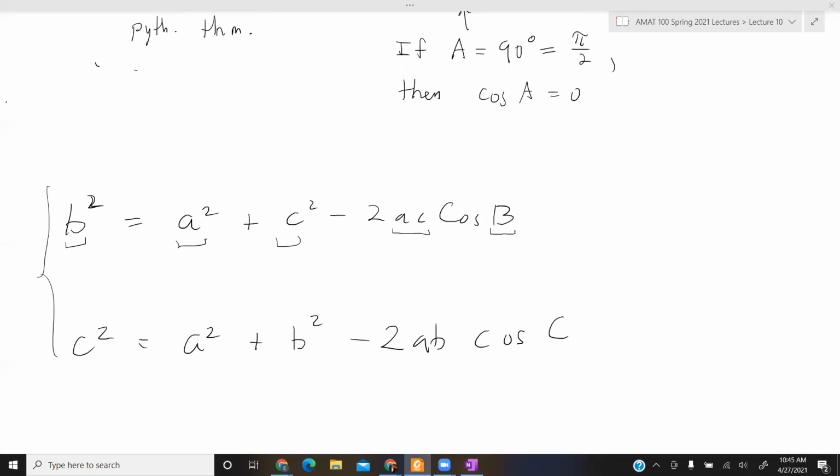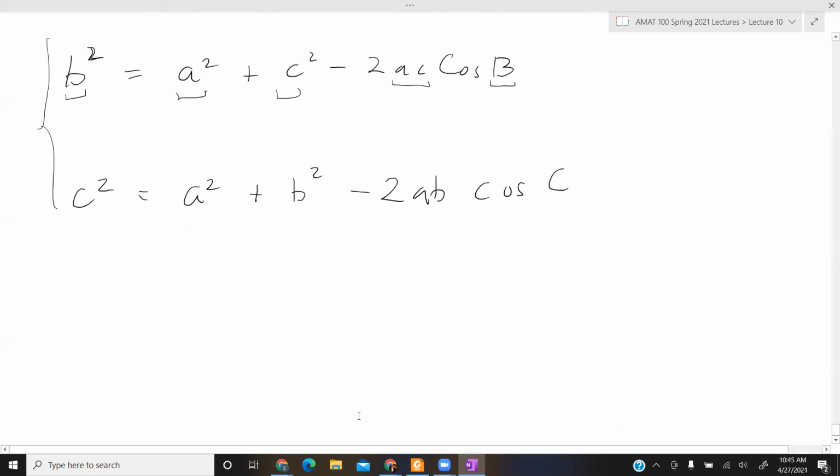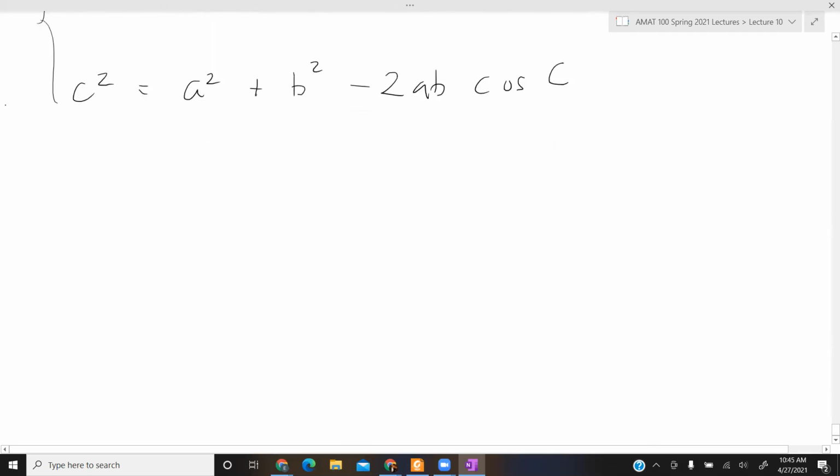So let's look at an example. All right, let's look at two examples. This video should be relatively short, fingers crossed. This is example 2 in section 6.6. It is an example of side, side, side. How do we deal with that? How do we use the law of cosines to deal with that sort of triangle?